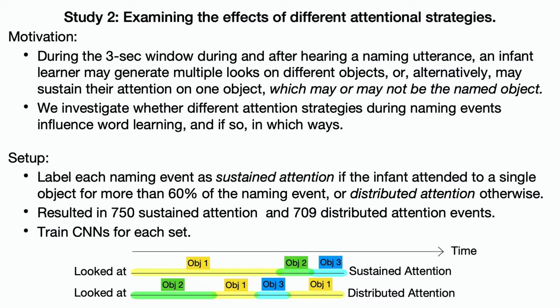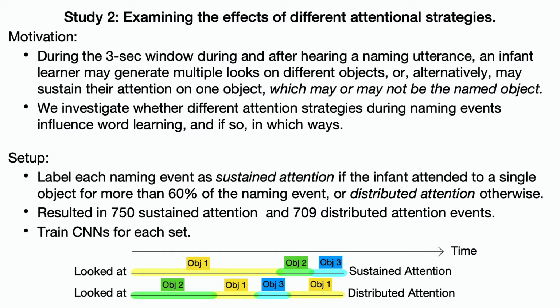One is sustained attention and the other is distributed attention. We call the event sustained attention if an infant looked at a single object for more than 60% of the time. Otherwise, we call it distributed attention. We visualize an example for each case at the bottom.